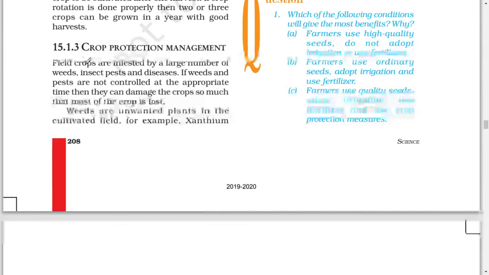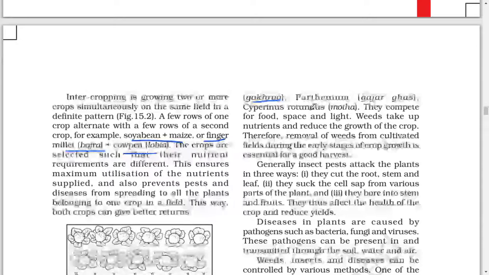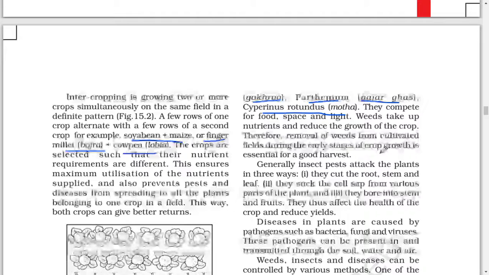Crop protection management. Field crops are infested by a large number of weeds, insect pests and diseases. If weeds and pests are not controlled at the appropriate time, they damage the crop so much that most of the crop is lost. Weeds are unwanted plants in the cultivated field, for example, Xanthium (Gokhru), Parthenium (Gajar Ghas), and Cyperus rotundus (Motha). They compete for food, space, and light.